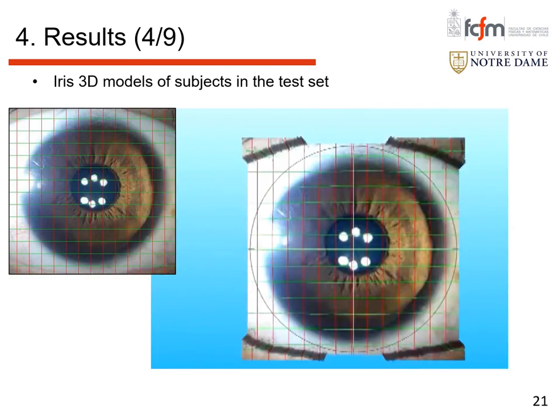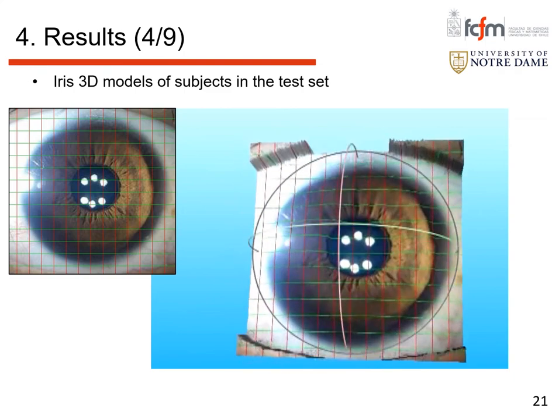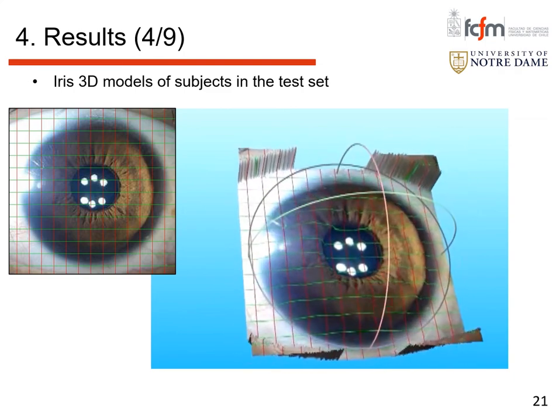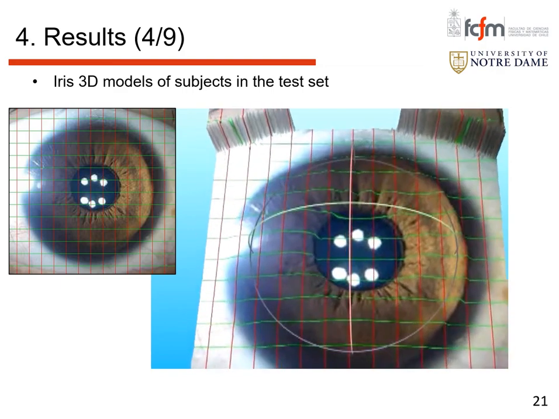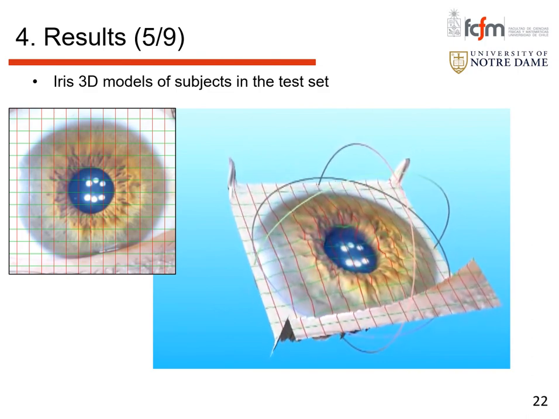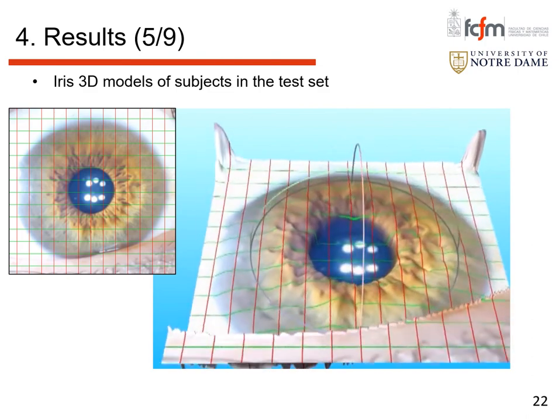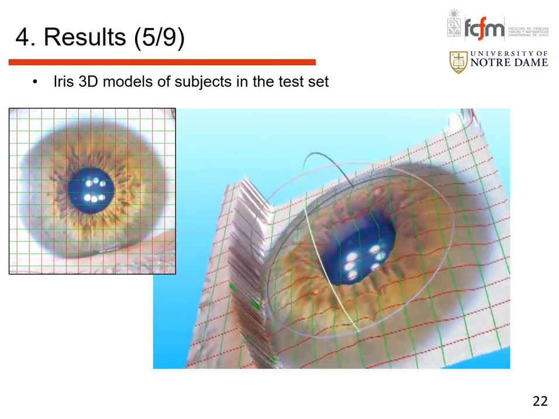At a resolution of 256 by 256, the 3D models have 65,000 3D points. This number is 6 times larger than the amount of points reported in previous structure from motion-based methods. Since we segmented eyelids, eyelashes, and the pupil, those features can easily be eliminated from the 3D model in iris recognition tests.